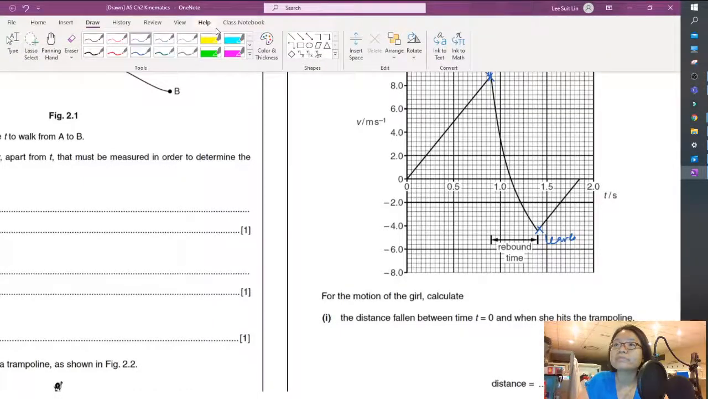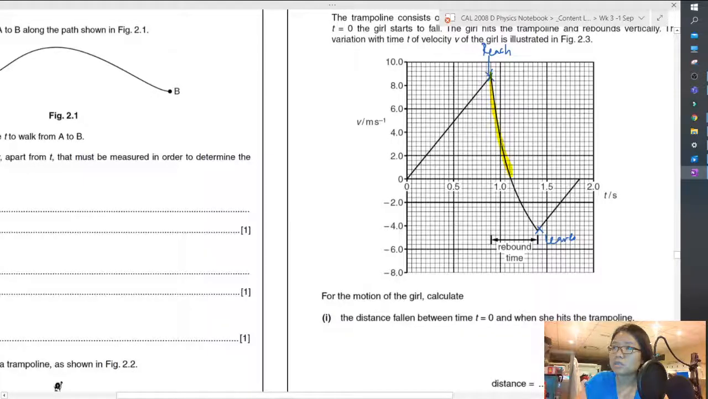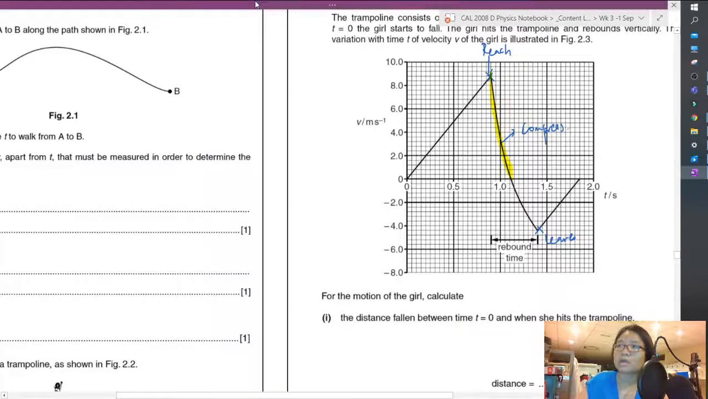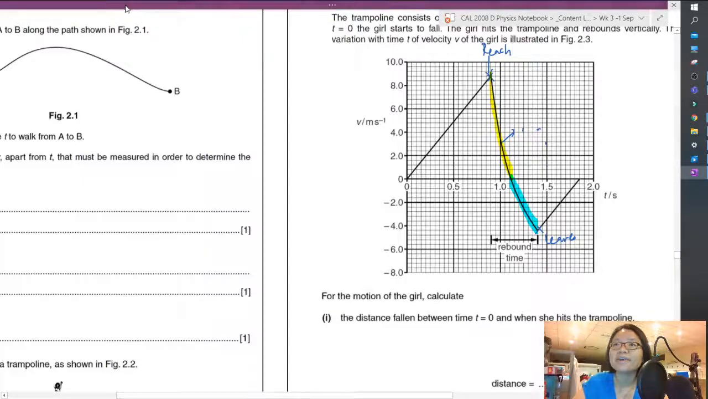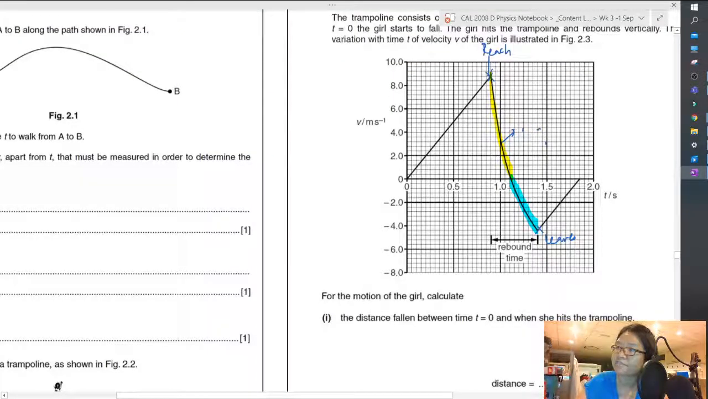Here to here, the trampoline stretches. Sorry, quite late, my brain is not really working. It's almost 12. So this is where she reaches the trampoline and her weight stretches the springy material. The material is being stretched until you get maximum stretch here.